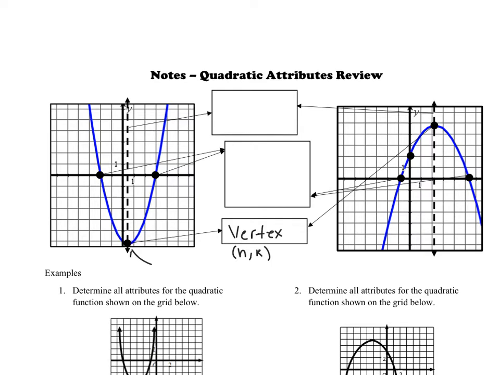So if it's on the bottom, this is your minimum, because it is the lowest point on the graph. And if it's at the top, this is what we call a maximum, because it's the highest point on your graph.